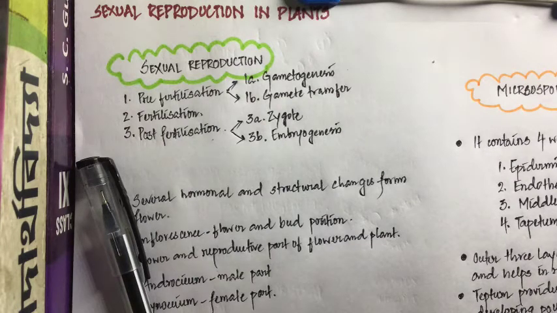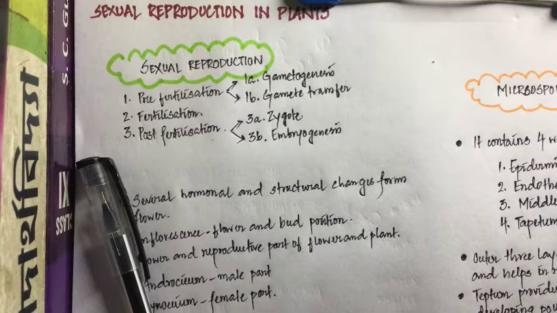in which two parents are required, and in this process three different steps are involved. One is pre-fertilization event, the second one is fertilization, the third one is post-fertilization event, right? Now pre-fertilization event again consists of two different things. One is gametogenesis, the second one is gamete transfer, whereas post-fertilization event involves zygote formation and embryogenesis. So we have already discussed all these things in the first chapter lectures, so we are not going to go deep inside this particular section.